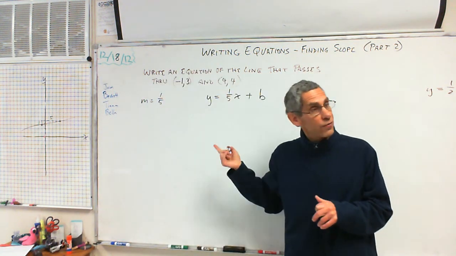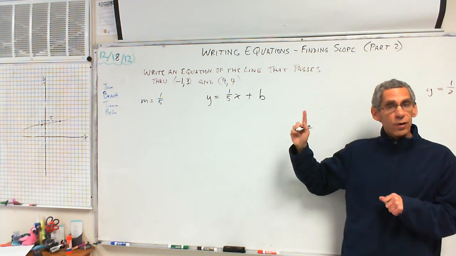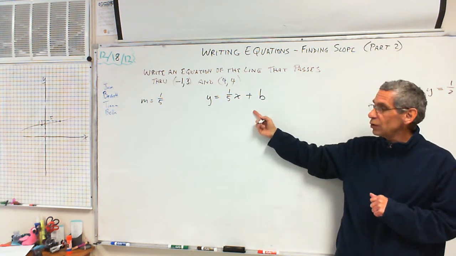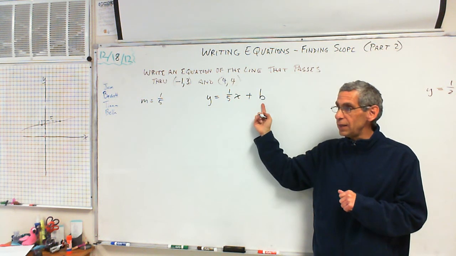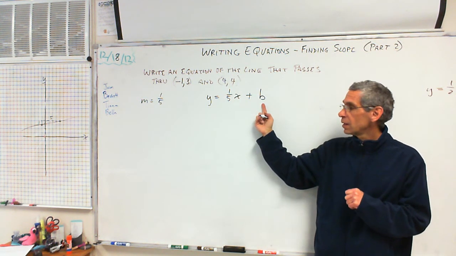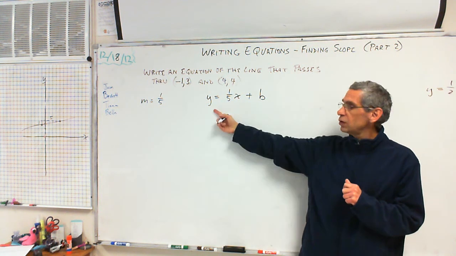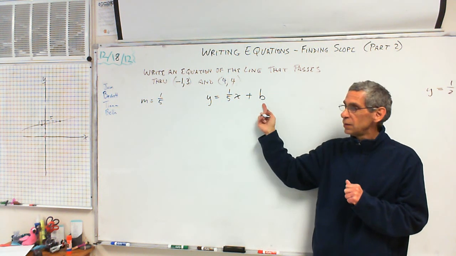So how could we find b? I didn't mean to do this to you guys, but we did this yesterday. I actually showed you another way to find b. You could do point slope. Sort of. Actually, you could do it using slope-intercept.